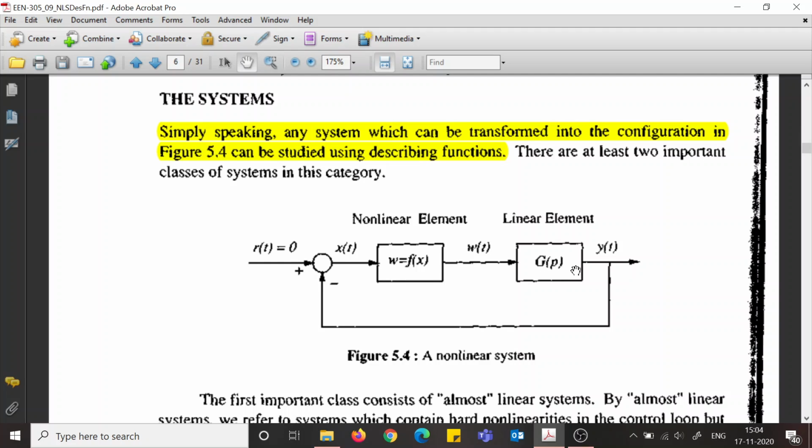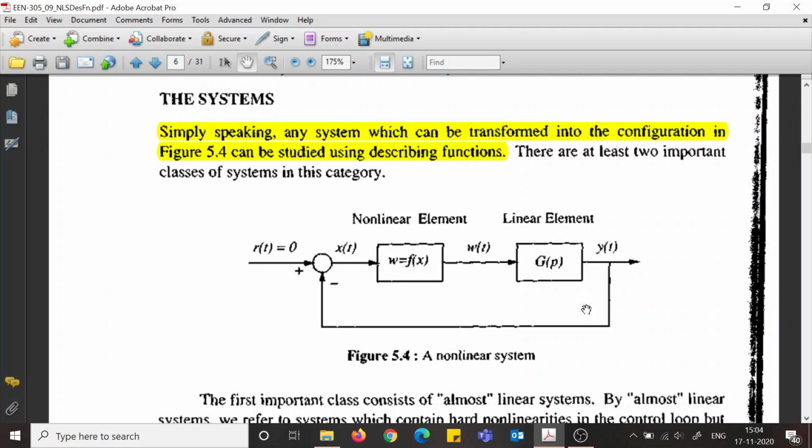So they are filtered out by this system. So only the fundamental passes out. So here again you get the fundamental, okay, and this x(t) is also the fundamental frequency. So in this configuration, if you have any system, then you can actually analyze the system with the describing function method.